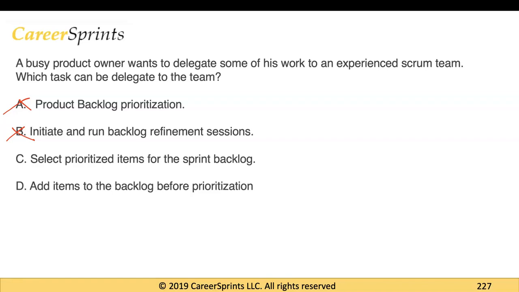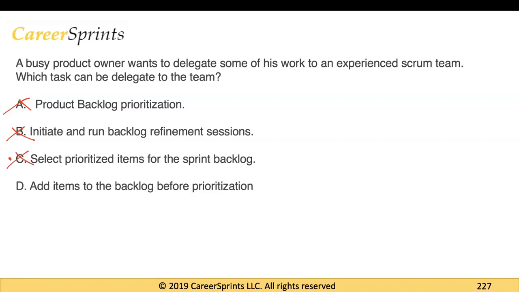Select prioritize items for the sprint backlog. Yes, the team does this, but it just cannot be in the hands of the team. The product owner needs to be involved in terms of prioritization of the items and what gets added to the sprint backlog. And this is a discussion that normally happens during the sprint planning meeting. So this option would also be wrong.